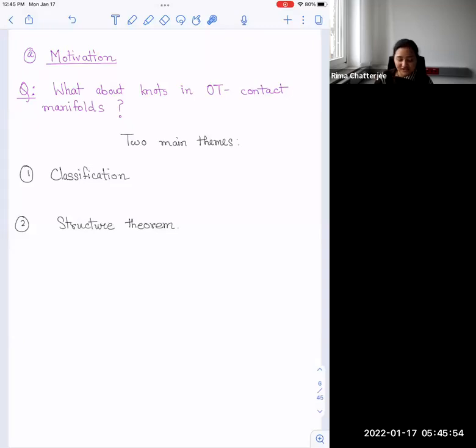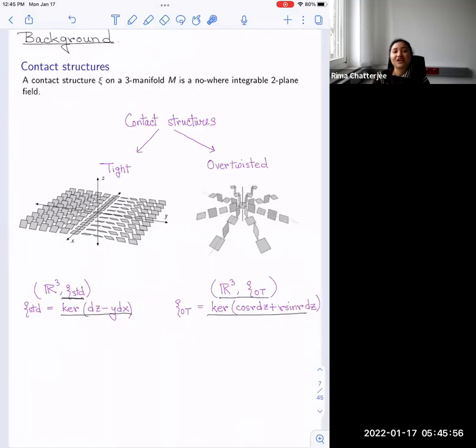Okay, so now starting with some background. A contact structure on a 3-manifold is a nowhere integrable 2-plane field. By nowhere integrability, I mean that the contact planes twist at every point. So you can never find a surface in the 3-manifold where the contact planes will be tangent everywhere.